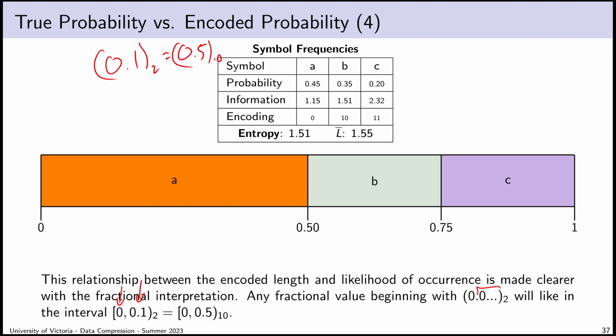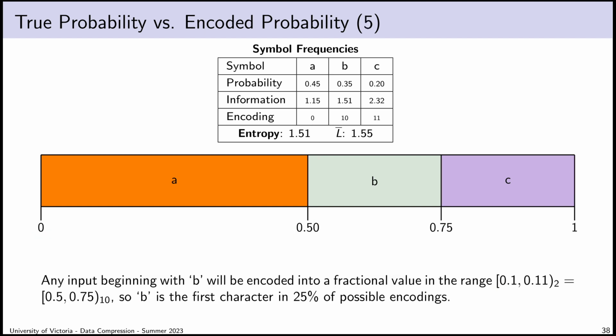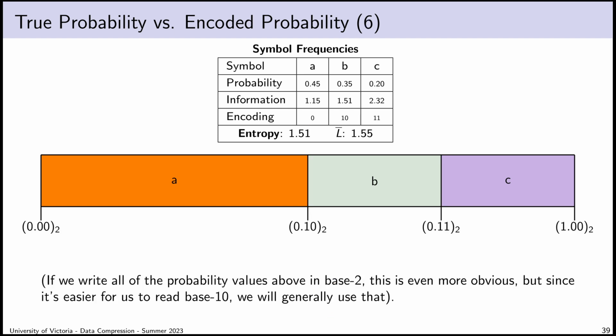Every bit sequence, if we think about it in base 2, that begins with a value between 0 and 0.5, where this is in base 10, that's going to be a bit sequence corresponding to a message encoded beginning with A. And everything from 0.5 to 0.75 starts with a B, from 0.75 to 1 starts with a C. And so B is the first character, if I consider all possible encoded messages, and again, using the fractional representation makes this easier on the head to do, then B is the first character in 25% of all possible encodings, even though B actually occurs 35% of the time. And of course, again, if you write these probability values in base 2 versus base 10, you'll notice, again, this obvious alignment between the Huffman code values and the probability values.